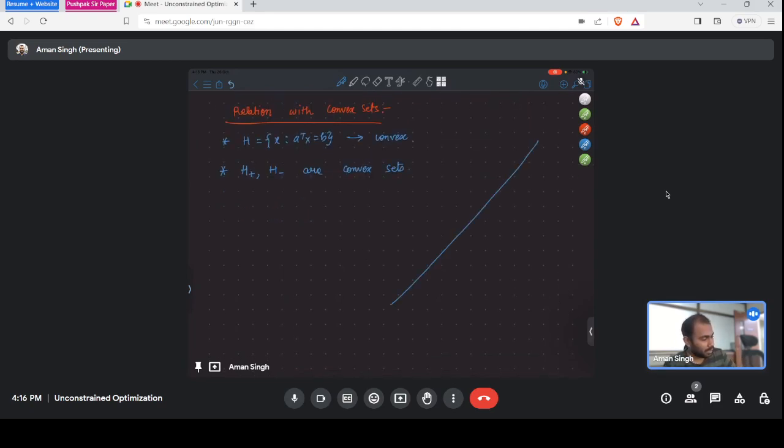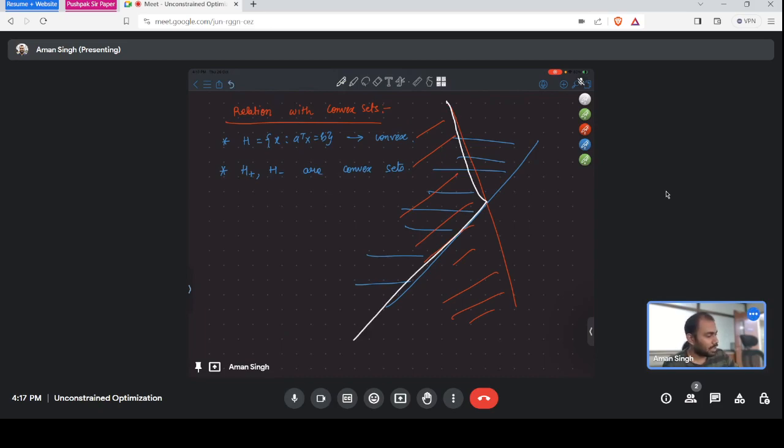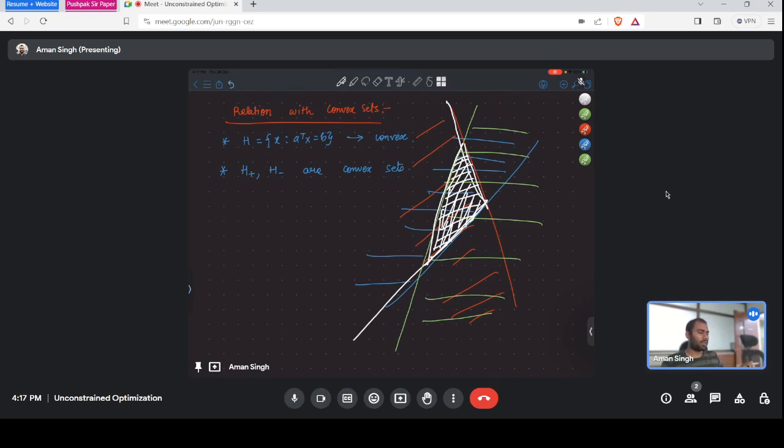So let's say we have a line here which gives us this half space, and we have a line here which gives this half space. You can see their intersection, this region. Let's say I have a third line, then this is also a half space. The intersection of these three convex sets is also convex. So the intersection of these three half spaces is also a closed convex set. This is a very important property.